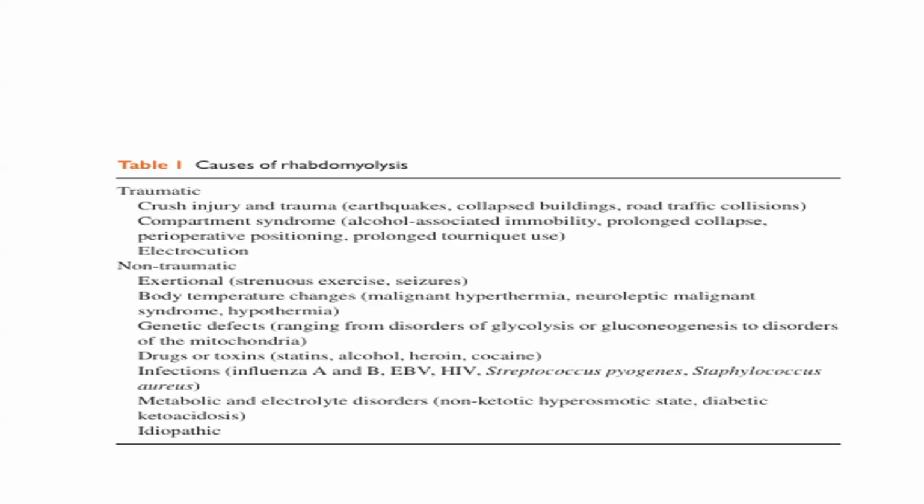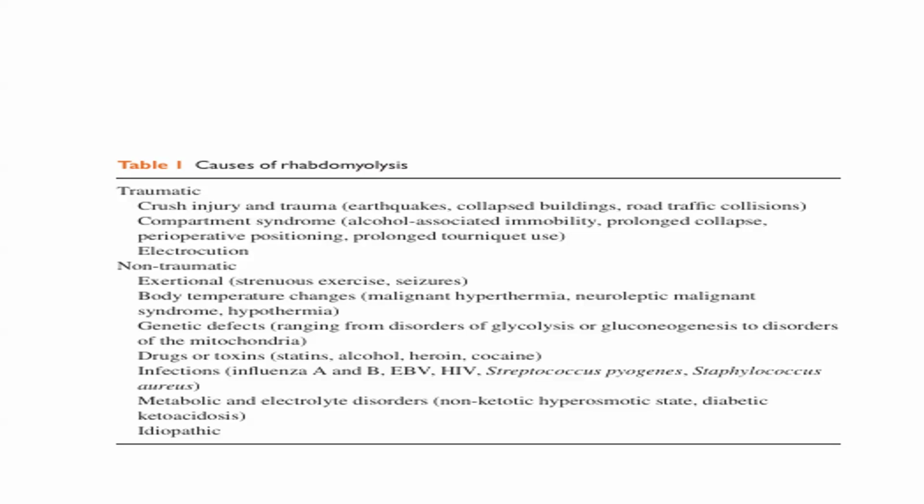Now we will summarize the causes of rhabdomyolysis. The causes are mainly divided into traumatic and non-traumatic. Traumatic causes include crush injury, which may occur due to natural disasters like earthquakes, collapsed buildings, or road traffic accidents. Then it may occur because of compartment syndrome, which is associated with alcohol-associated immobility and prolonged collapse. Then some perioperative procedures and prolonged tourniquet use, and some electrocution injuries are also responsible.